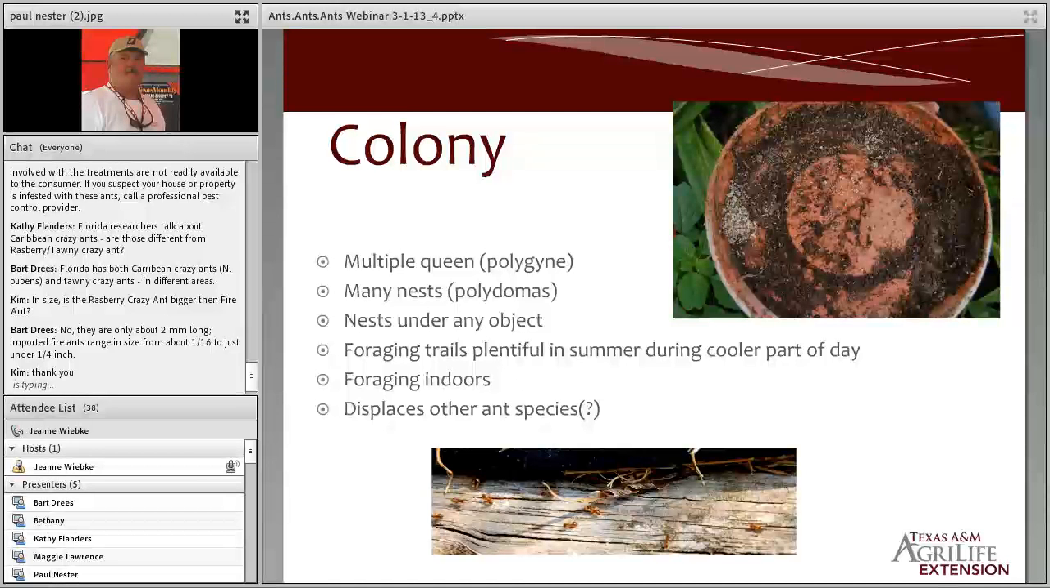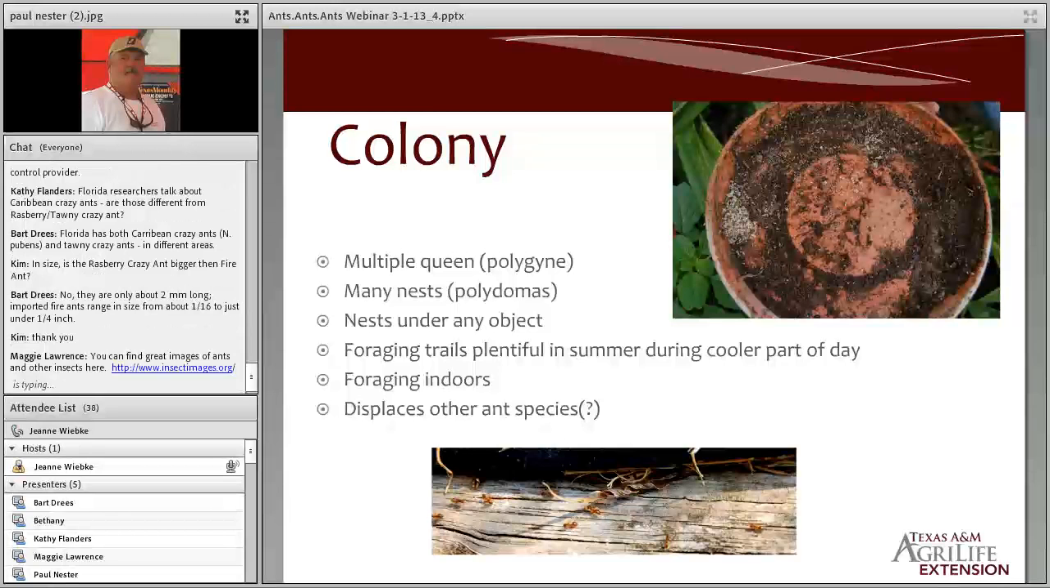They will nest in any object, and the foraging trails are plentiful in the summer, during the cooler part of the day. Mainly this ant population will start building in late April, May. We'll see it reach a peak in late July, August, and then slowly the population will taper off sometime in late September, October, and this might be rushed by a hurricane in our area or some cooler temperatures. Then the population seems to go down to zero, and we see the workers appear again in late April and May.